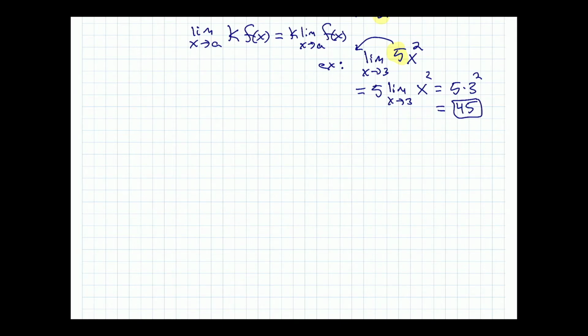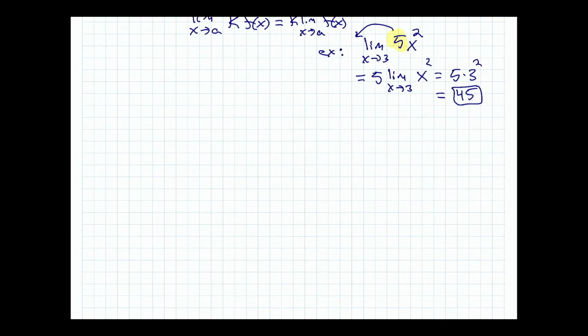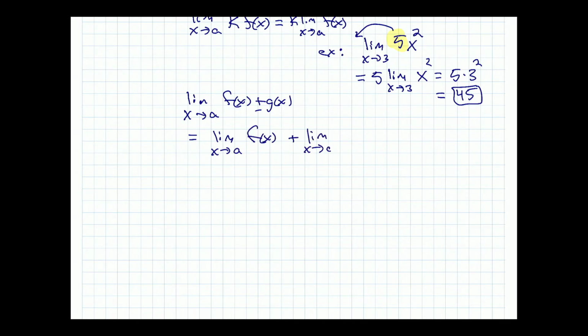Okay, so that's just how to do some really basic limits. We can also, hopefully we learned this as well. If you have a limit as x goes to a of a function and another function added or subtracted, then you can just do those separately, two separate limits.